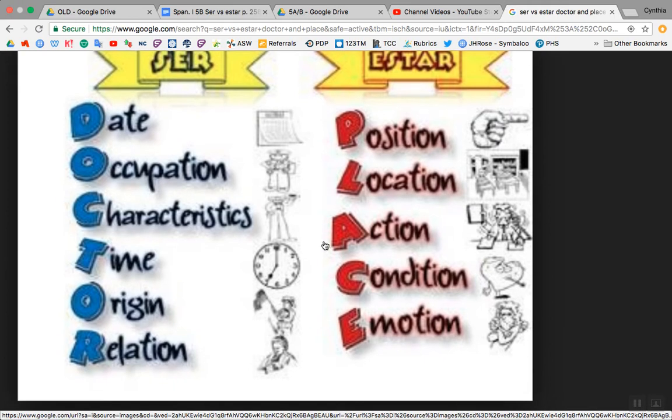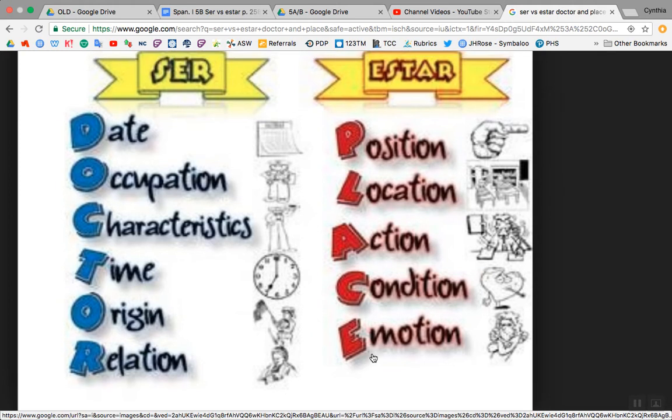A for action, estoy comiendo, I'm eating, whatever you're doing, an action. C is for condition, things like being sick. Things that are temporary, like how you're feeling, estoy muy feliz hoy, I'm very happy today. And E is for emotion. I'm sorry, that would be for how you're feeling. So condition would be like being sick. Estoy enferma, I am sick. An emotion, estoy feliz, I'm happy. Go ahead and copy those down. Commit those to memory. You're going to need them.